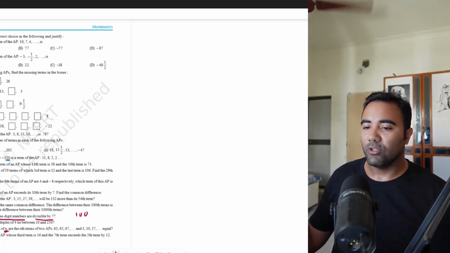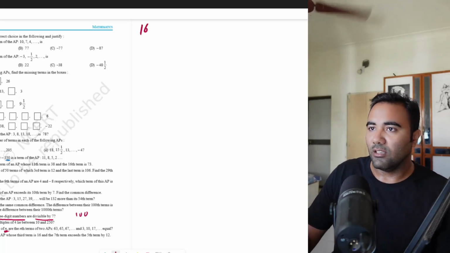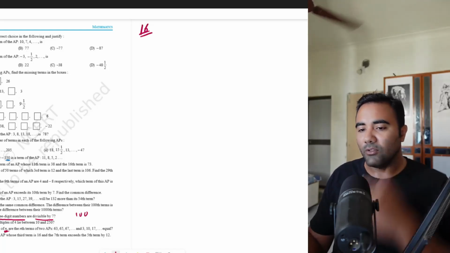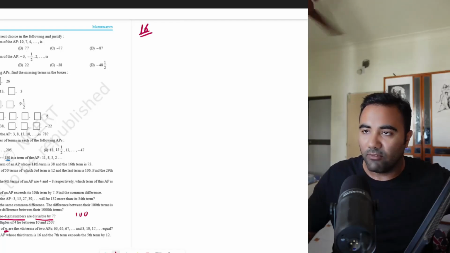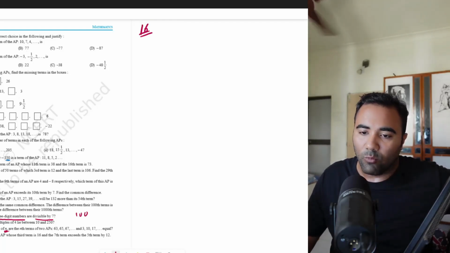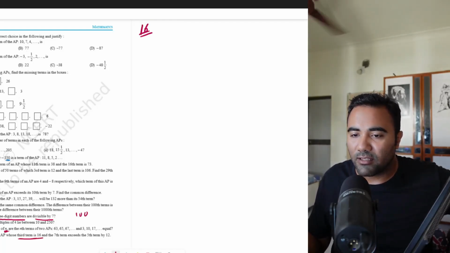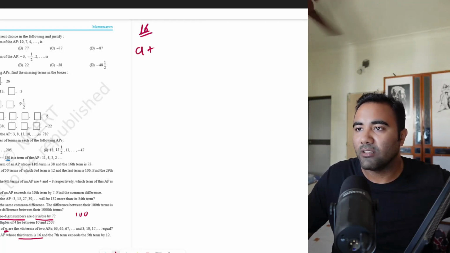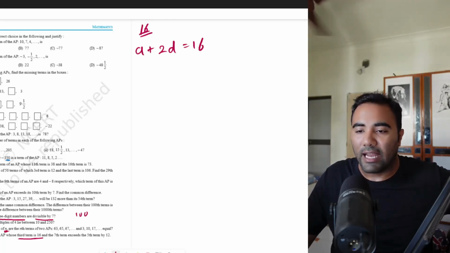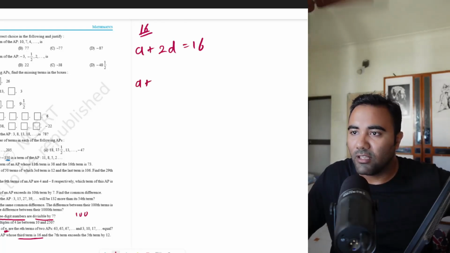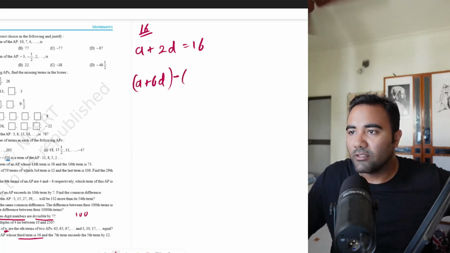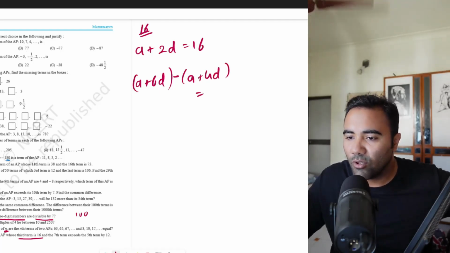Fine. And we come to the last question, question 16. Determine the AP whose third term is 16 and the seventh term exceeds the fifth term by 12. What we know definitely is that the third term is 16. So we can write a plus 3 minus 1 d, that is a plus 2d, is equal to 16. This is the equation that we know. And the seventh term exceeds the fifth term by 12. So the seventh term is a plus 6d minus the fifth term, a plus 5 minus 1 d, a plus 4d, is equal to 12.